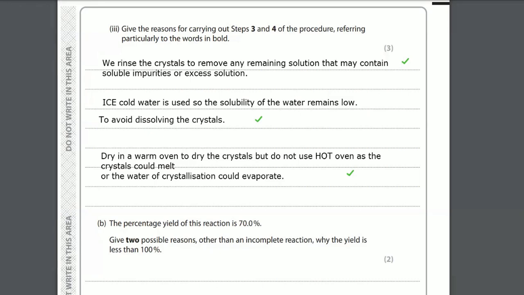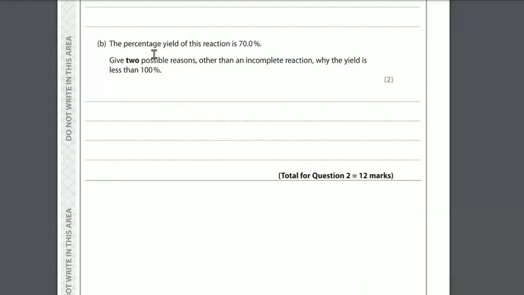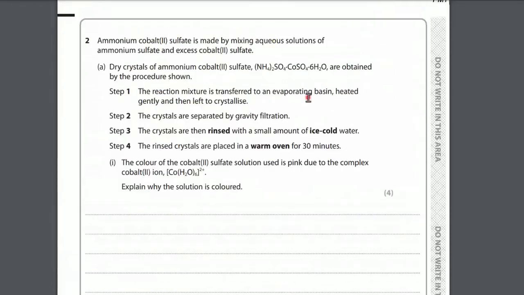Okay, let's go to the last part of this question. The percentage yield of this reaction is 70%, not great. Give two possible reasons other than an incomplete reaction why the yield is less than 100%. So really, it's to do with the steps. Whenever you're asked about yield and how to improve it, or what's the reason why we haven't achieved 100%, which you'll never achieve, you'll find it in the method. It's transferred to an evaporating basin and heated. When they're heating, some of the crystals may have spat out of the evaporating basin. So you might have lost a little bit of mass like that.